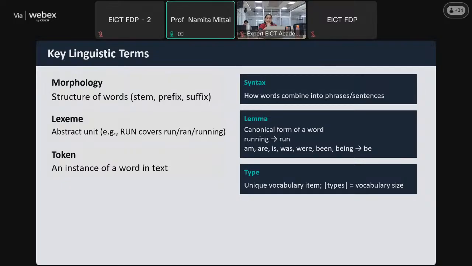What is lemma? Lemma of running is run. Ran's base form is run. Of am, is, was, were, been, being, the base is be. And if we have good, better, best, what is the lemma? It is good. Type: what kind of type does it have? Unique vocabulary item. We keep on increasing the vocabulary items. It means size is increased.